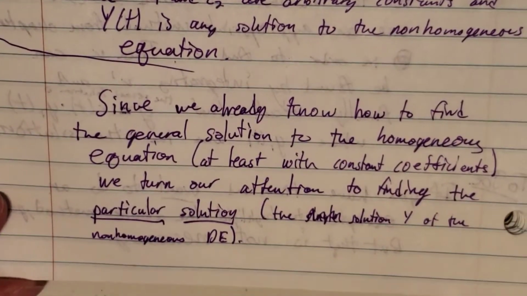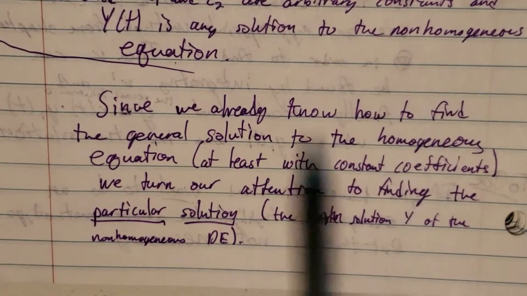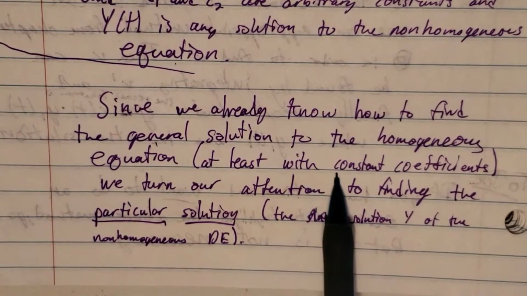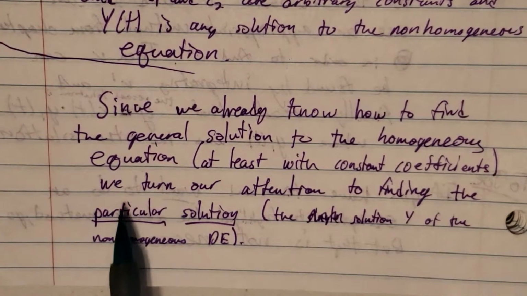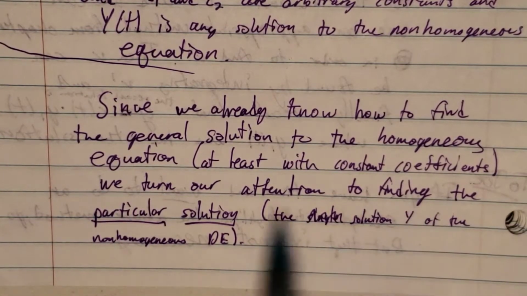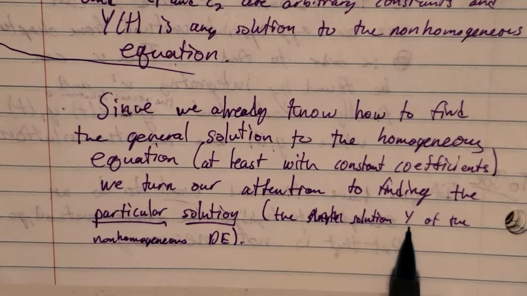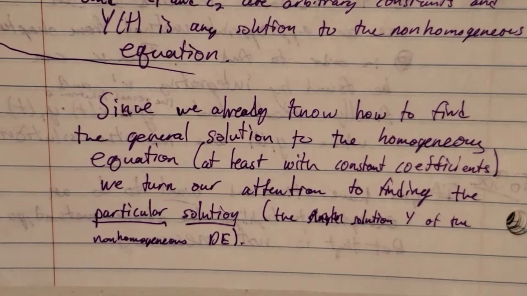So again, since we already know how to find the general solution to the homogeneous equation, at least to the homogeneous equation with constant coefficients, we're going to turn our attention to finding the particular solution. And that is, again, the solution capital Y of the non-homogeneous differential equation. So that capital Y we call the particular solution.